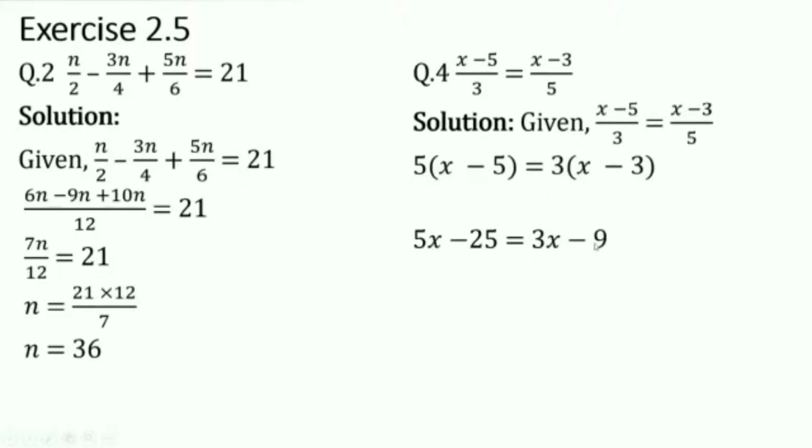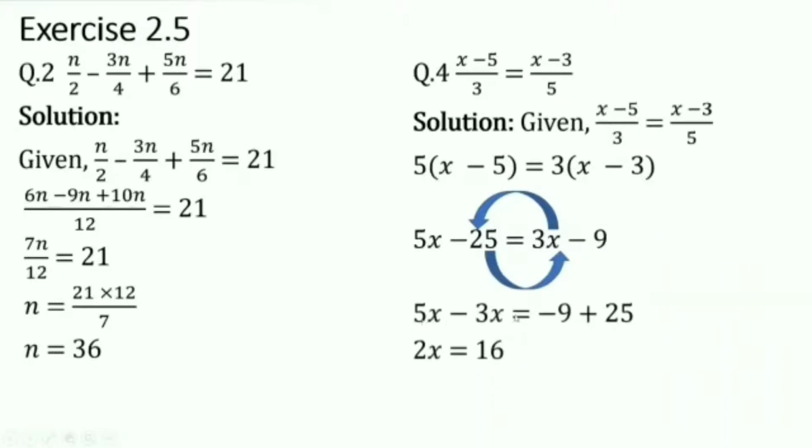Now the transposing method, transposing 3x on the left hand side and 25 on the right hand side, we will get 5x minus 3x is equal to minus 9 plus 25. Here 3x is positive, so on the left hand side it will be negative, and this 25 is negative, so on the right hand side it will be positive. So we'll get 2x is equal to 16. So x is equal to 8.